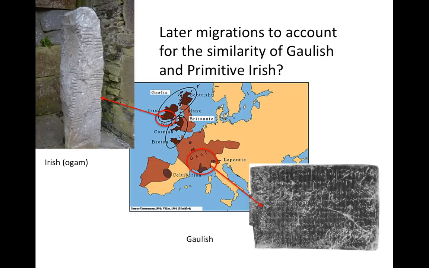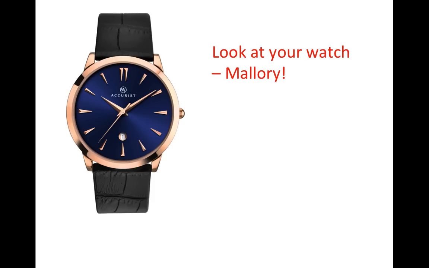So the question then is, do we still need later migrations to account for the similarity of Gaulish and primitive Irish? In other words, do we set the clock at 2500 BC, or were there later invasions that we have not yet recovered within R1b that would tell us when the Irish language came in? Yes?